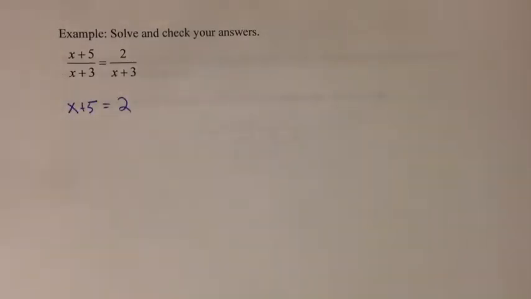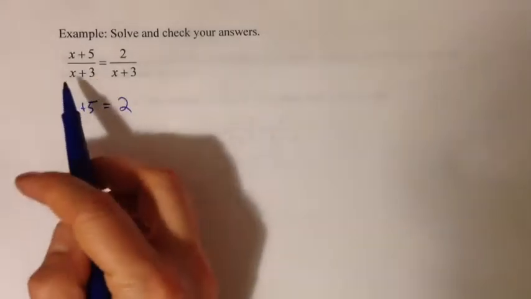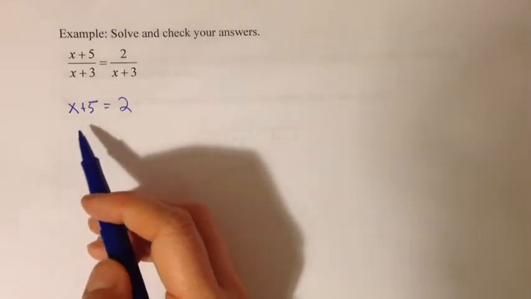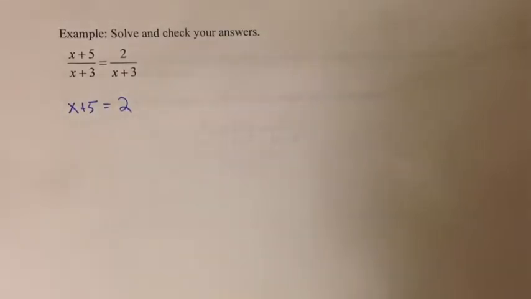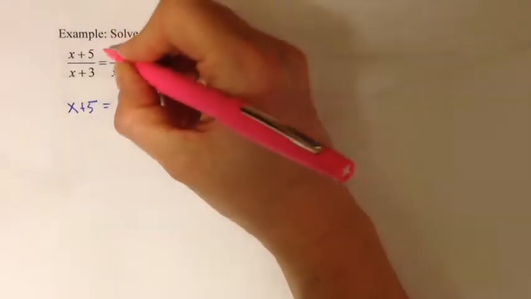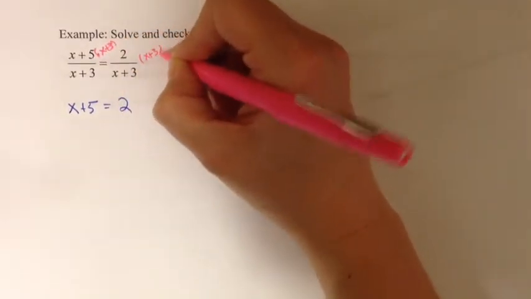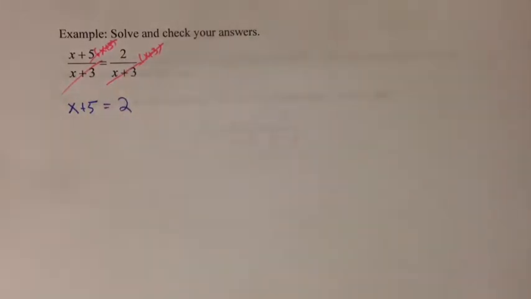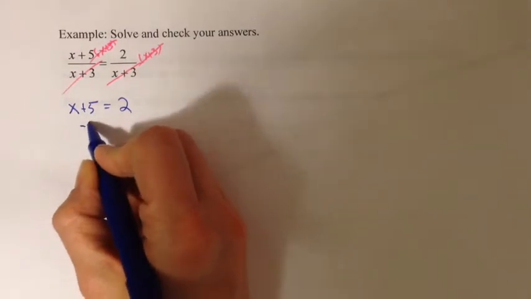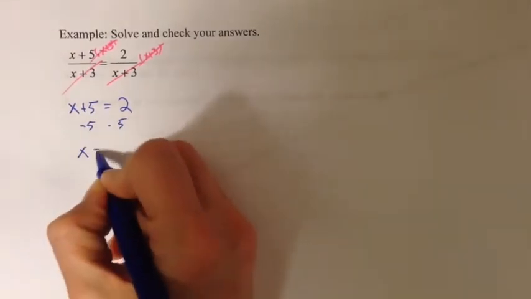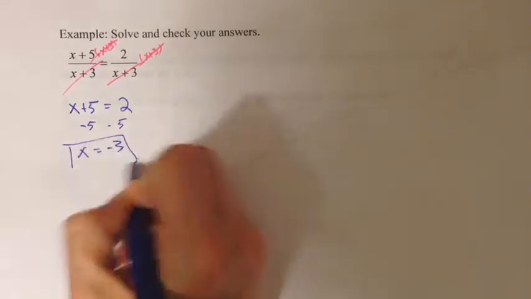Now, because these two have the same denominator already, I can sort of just ignore the denominator and write down x plus 5 equals 2. Or I could think about multiplying both sides by x plus 3 and noticing that it cancels out. Either way, I'm left with this nice little equation, x plus 5 equals 2. So I'll go ahead and subtract 5 from both sides, which gets me my answer, x equals -3.